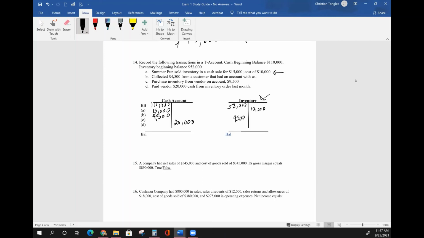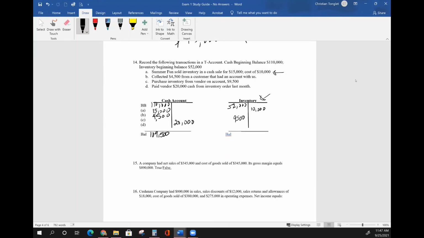Nothing's happening with inventory because I already purchased it last month and set that up, so I don't have to do anything for inventory. For my cash, I had a beginning balance of 110. Then I'm going to add the $15,000 that we received, add the 4,500 that we received, and deduct the 20,000 that we paid out to come up with my balance. My balance is going to be a debit. So it's 109.5, and I want it on the debit side.